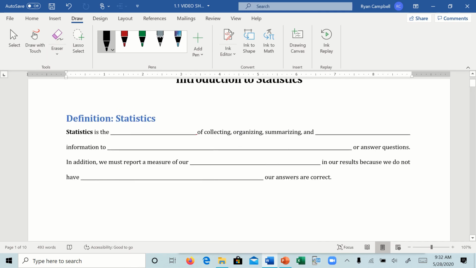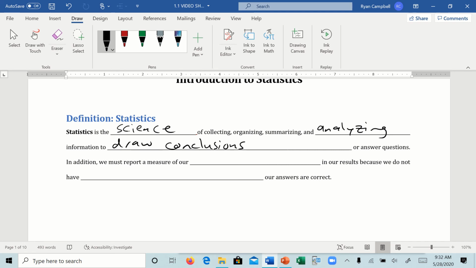So, statistics. Statistics is the science of collecting, organizing, summarizing, and analyzing information to draw conclusions or answer questions. So it actually is a science. So technically, statistics is not a great example of math. It is a science. We will talk about hypotheses in this class at the end of the semester.